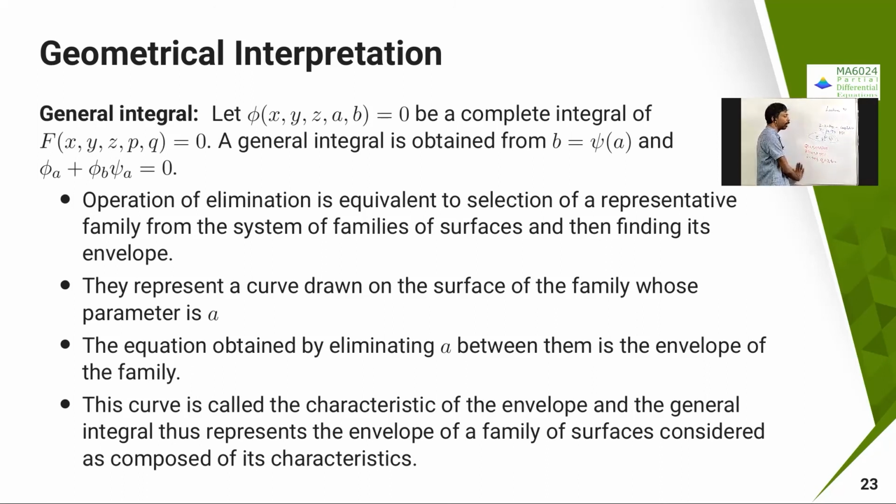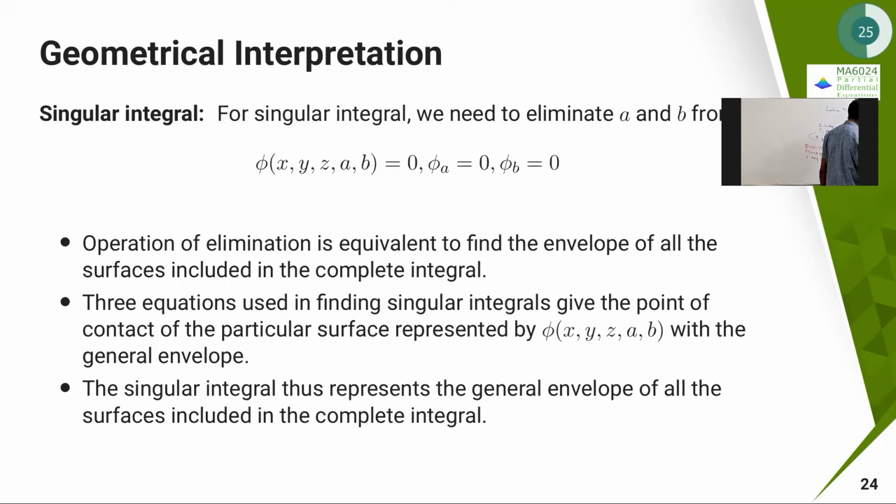The same thing is for the two-dimensional case also. So they are going to represent a curve drawn on the surface of the family whose parameters will be a, that is, b equal to psi of a. The equation which you obtain by eliminating a between these is called the envelope of the family. So between these, if you eliminate a, that is going to be the envelope of the family. And this curve is called the characteristic of the envelope. The general integral, which represents the envelope of the family, is composed of its characteristics. That's what we have.